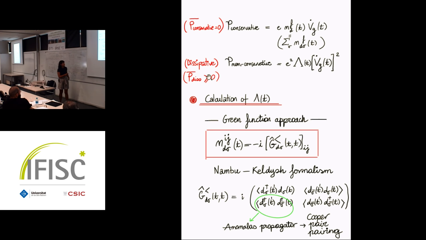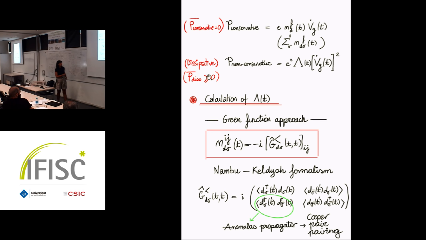Okay, so now how to calculate this capital lambda here? Well, we know that this capital lambda indeed comes from the expansion of the quantum dot occupation expression. So let us start with the calculation of this quantum dot occupation expression.